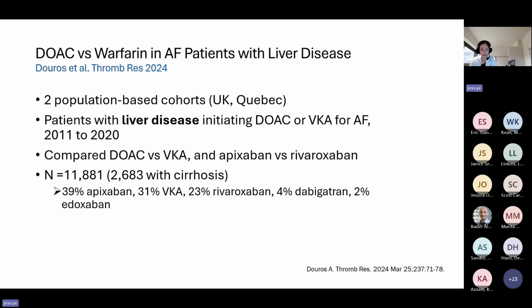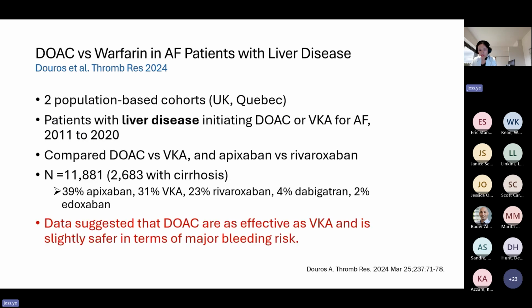Now we can see 39% of patients were prescribed apixaban, followed by warfarin, and followed by rivaroxaban. The other DOACs were used in, again, small quantity. This cohort study suggested that DOAC are as effective as warfarin and perhaps slightly safer in terms of major bleeding risk. This risk-benefit balance was not altered when the authors looked at the subgroup of patients with cirrhosis.